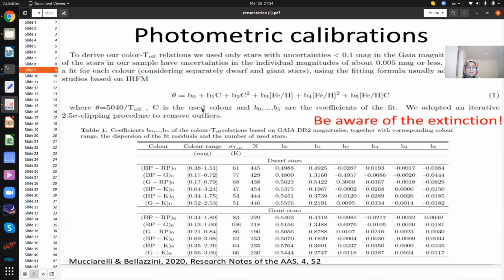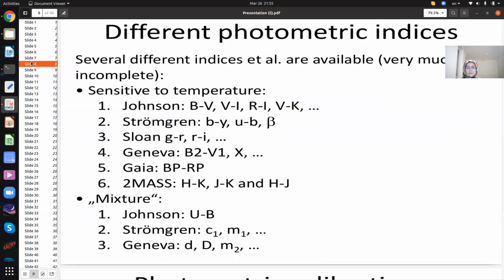We can measure theta, where theta is 5040 over T effective, and we can measure it here. C is color, and B0, B1, B2, B3, B4, B5 are coefficients. We can measure them for, for example, color C. We also have a mixture of them, Gaia and 2MASS and Johnson, as you see here.